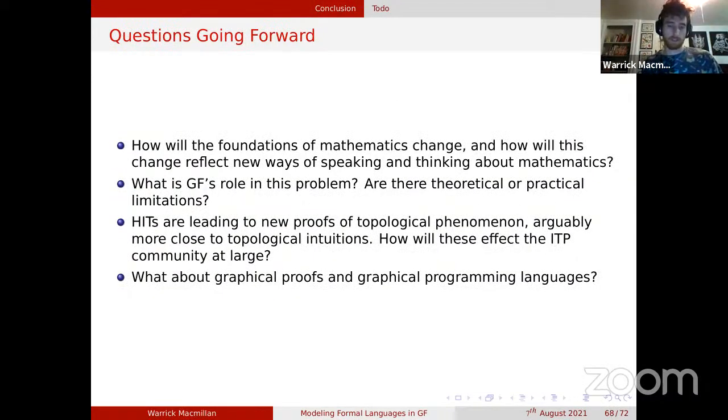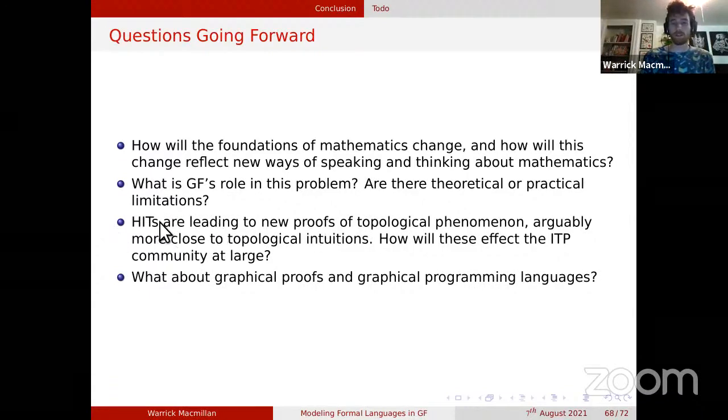So maybe this is a good slide to just look at. How will the foundations of mathematics change, and how will this change reflect new ways of speaking? So how can foundational changes affect our linguistic perspective? What is GF's role in this problem? And what are the obstacles or limitations in helping solve this problem of proof translation? Higher inductive types, like ways of constructing spaces, and homotopy type theory give, in some sense, greater intuition than the classical mathematical constructions.